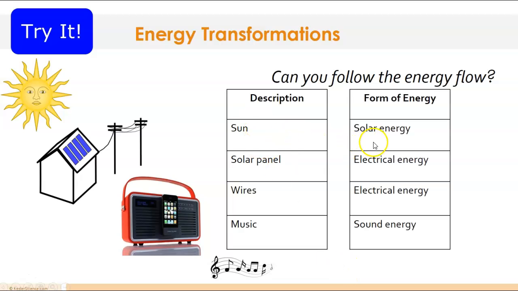So the sun is solar energy. The solar panel creates electrical energy, which sends through the wires in the form of electrical energy, which powers the radio, which makes music, which is sound energy. So hopefully you got those answers correct.